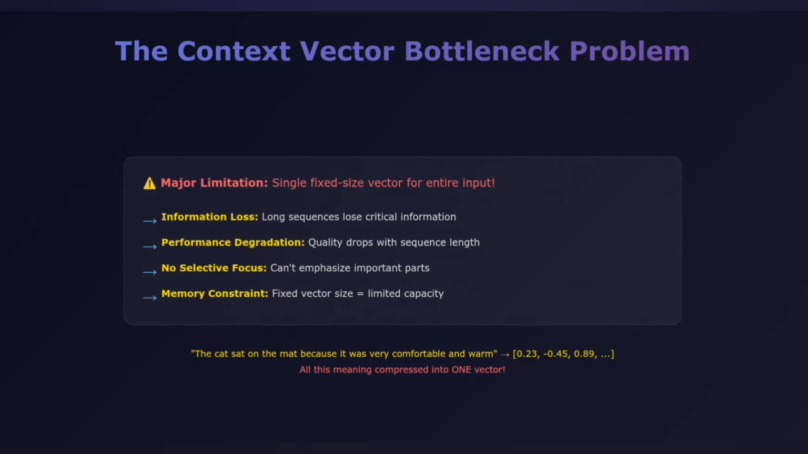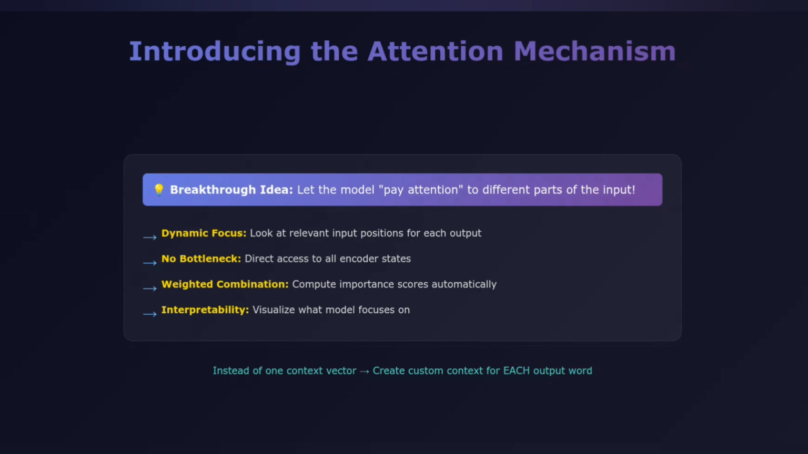We needed a breakthrough. And that breakthrough was attention, and I mean that literally. In 2014, Bahdanau and colleagues introduced a revolutionary idea. What if, instead of using just one context vector, the decoder could pay attention to different parts of the input at different times? Think about how you read and translate. When translating black cat to French as chat noir, you focus on black when generating noir, and on cat when generating chat. You don't treat everything equally. That's exactly what the attention mechanism does.